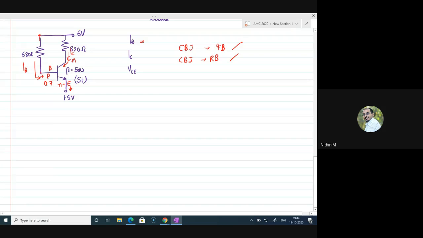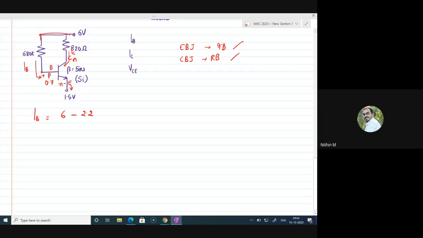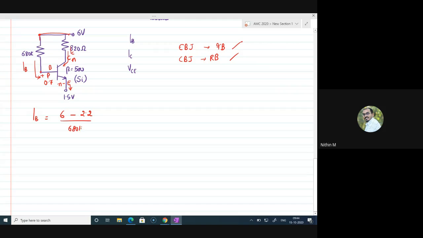I know the voltage at this end, which is 6. So I can write IB as 6 minus the base voltage. I need to find what the base voltage is. At the emitter I have 1.5, and from there I have 0.7 more at the base. So 1.5 plus 0.7 is equal to 2.2, that is your base voltage. So 6 minus 2.2 divided by 680K will give you the base current value.